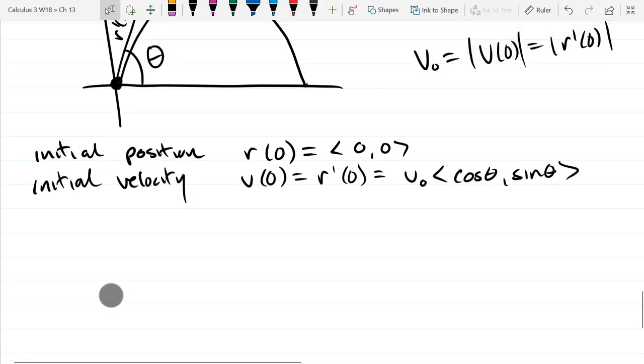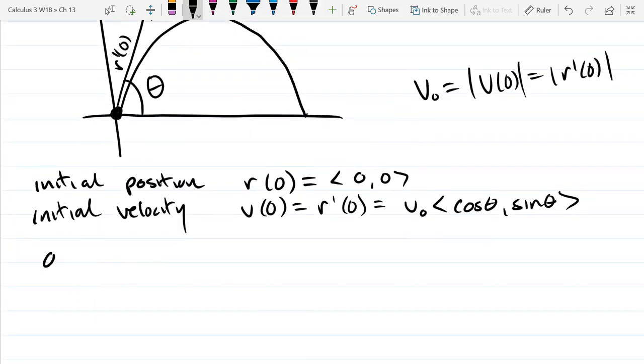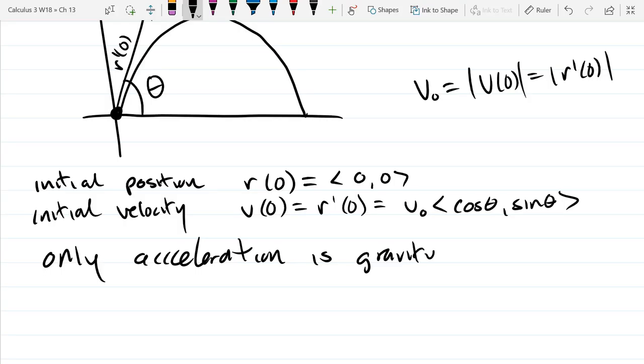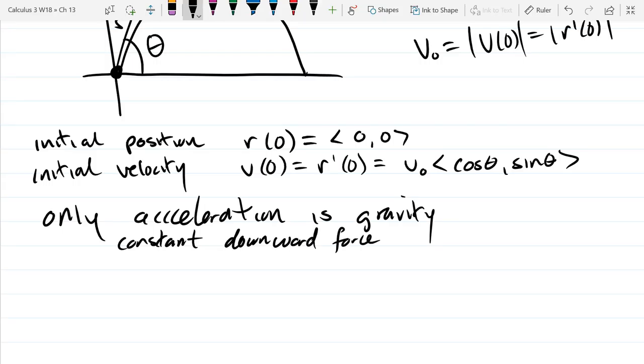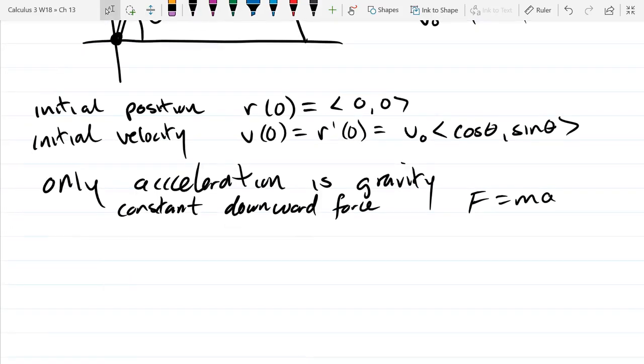So we're going to assume the only force is gravity. So the only acceleration is gravity. So that's going to be a constant downward force. We'll use F equals MA. So force of gravity is the mass times the acceleration of gravity.